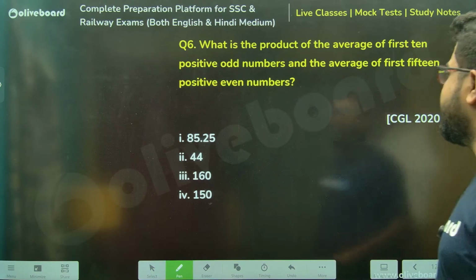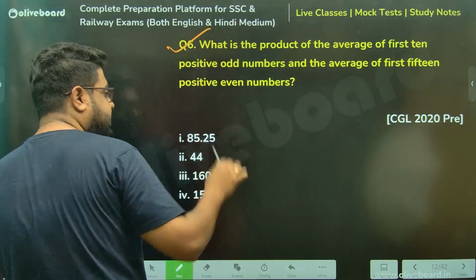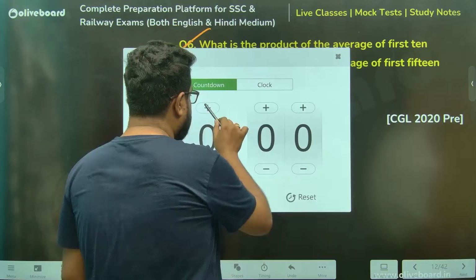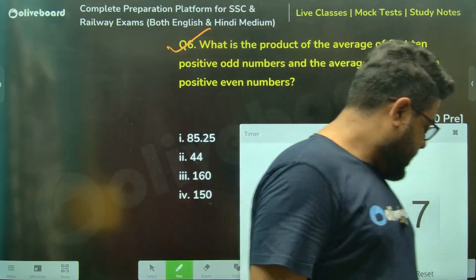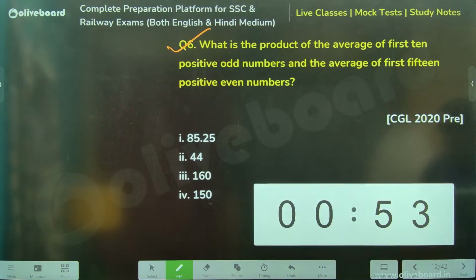Next one. Yeah, this is a good question. Please solve. I'm giving you a minute. Please solve this, sir. Quickly, everyone. Very quickly solve.